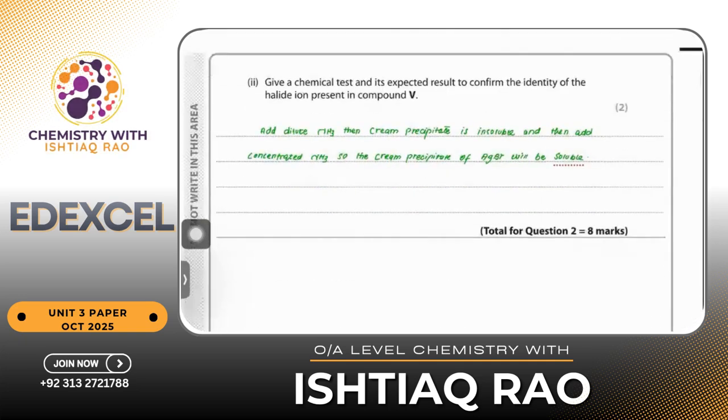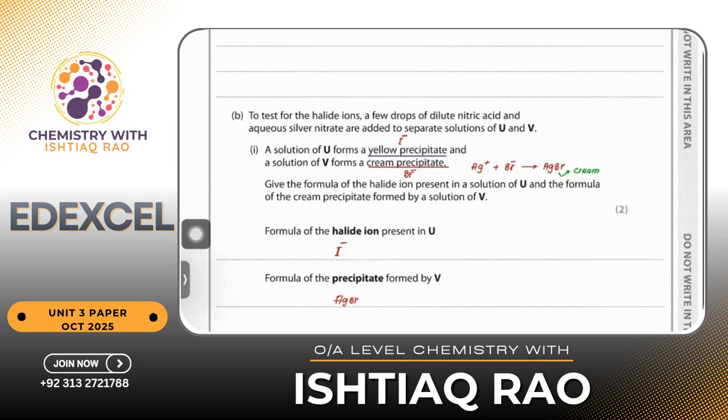So give a chemical test and its expected result to confirm the identity of the halide ion present in compound V. You must know these two tests for the halide ion. If you remember, we used to add silver nitrate and nitric acid. And after getting the precipitates, like the white precipitate for the chloride, the cream precipitate for the bromide, the yellow precipitate for the iodide, and then we used to add ammonia, remember.